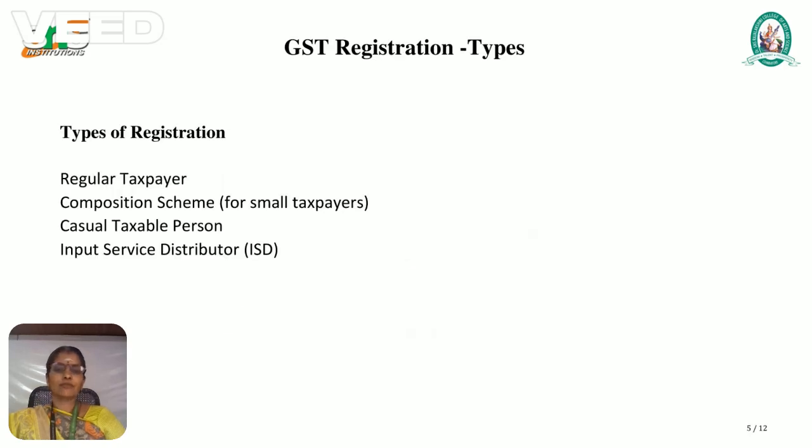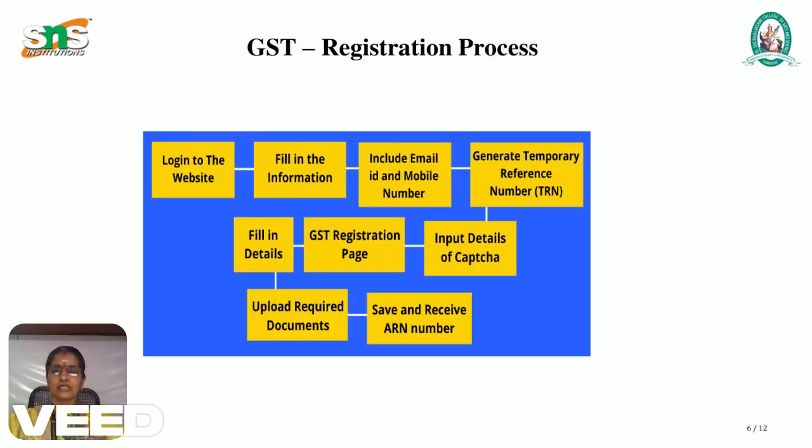Next we move to the types under GST registration. Based on the nature of the business, we categorize some types of registration. The first one is the regular taxpayer, who has to pay tax as per the rule. Then the composition scheme is for small taxpayers, small business people. Then the casual taxable person. The last one is the input service distributor, that is ISD. These are the important categories under the GST registration types.